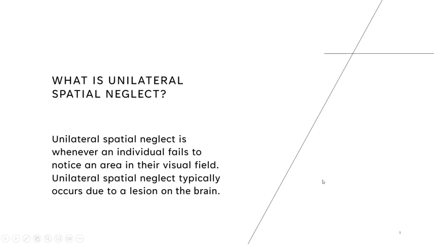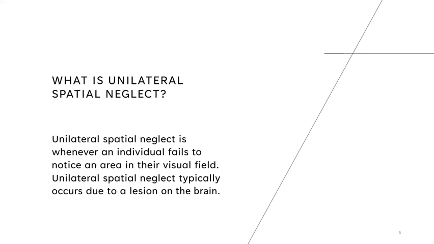To start off, what exactly is unilateral spatial neglect? Unilateral spatial neglect is when an individual fails to notice an area in their visual field. This typically occurs due to a lesion on the brain, and these lesions can be found in many different areas of the brain, including the frontal lobe, the temporal cortex, and the parietal lobe.